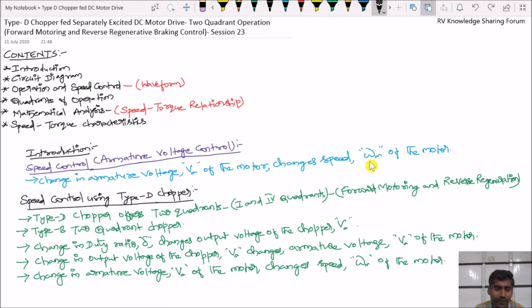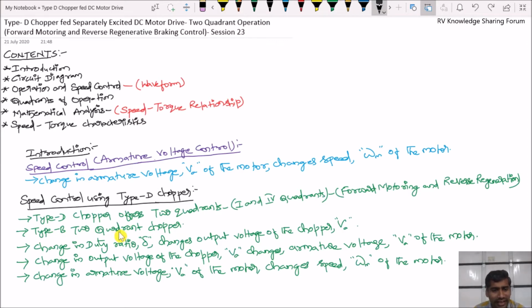Let us see now. Here, speed control using type D chopper. First let me introduce some basic information about the type D chopper. The type D chopper offers two quadrants of operation, the first quadrant and the fourth quadrant. The first quadrant is forward motoring and the fourth quadrant is reverse regenerative braking. This type D chopper is also known as the type B two quadrant chopper.